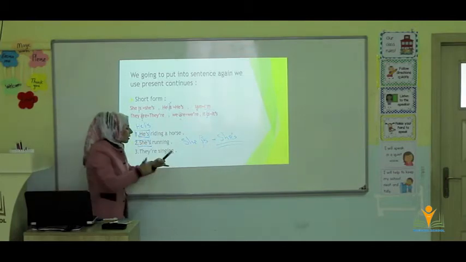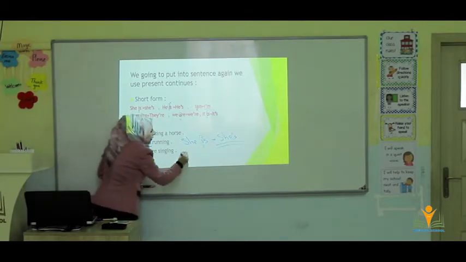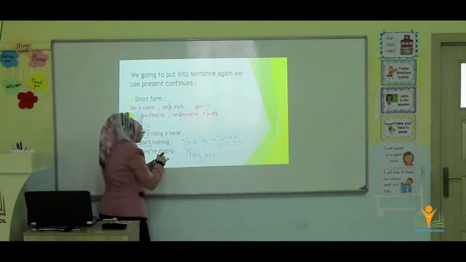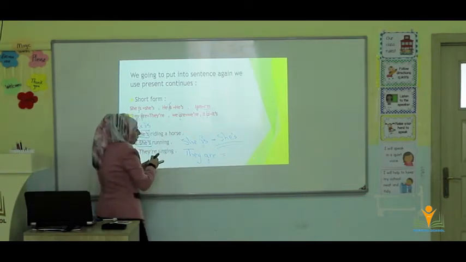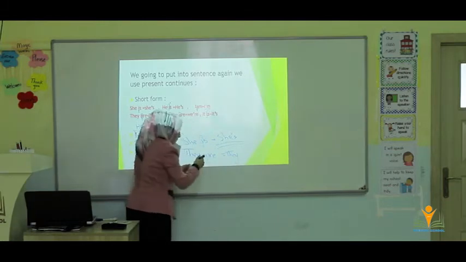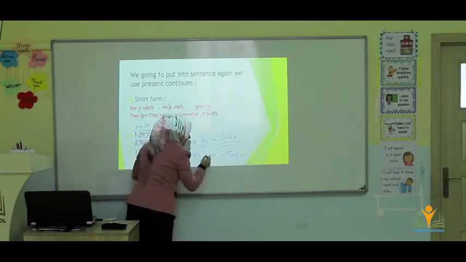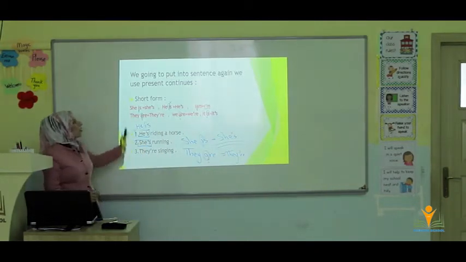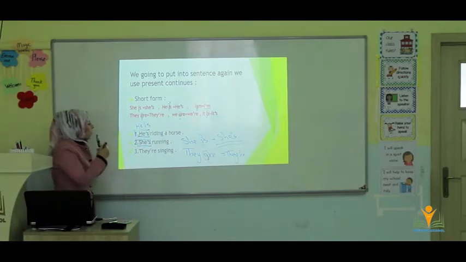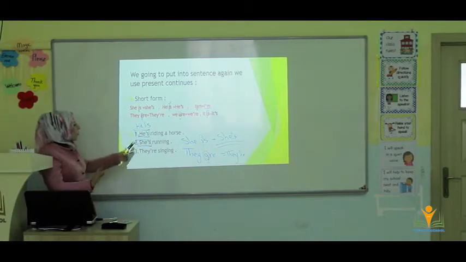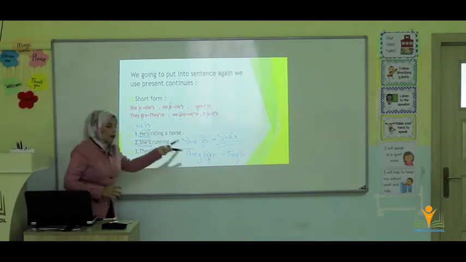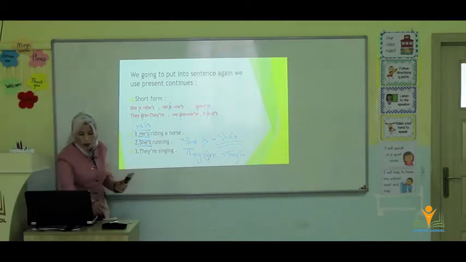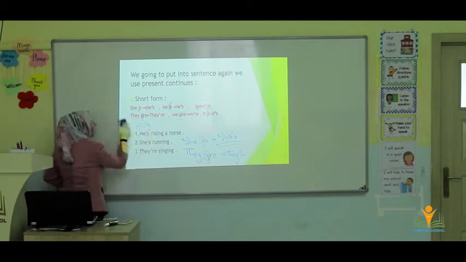In here, they are singing. Guys, this one, they are. How are we gonna fix it? As I said, we're gonna cut out this A. We're gonna use, instead of this A, comma. They're. This one is short form. I will just read the sentence for you. He's riding a horse. She's running. They're singing. Okay, guys, now let's go to the next slide.